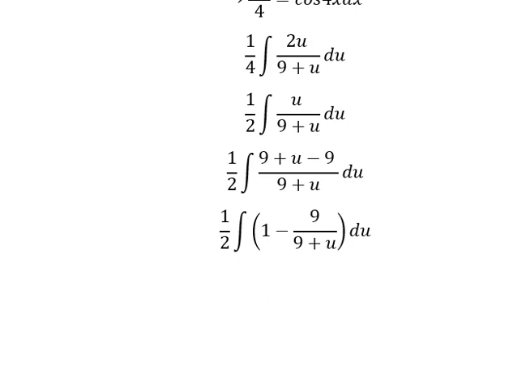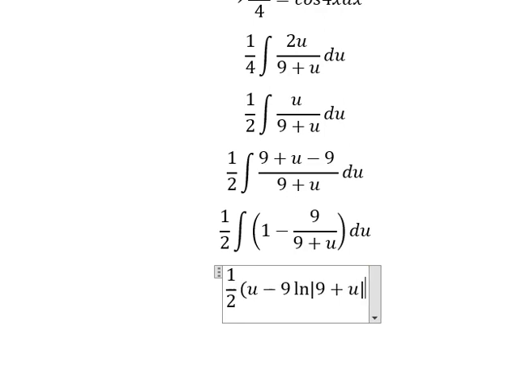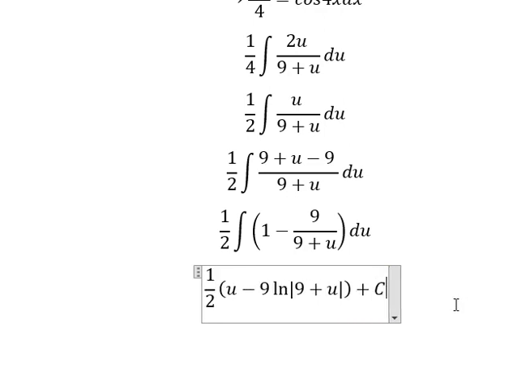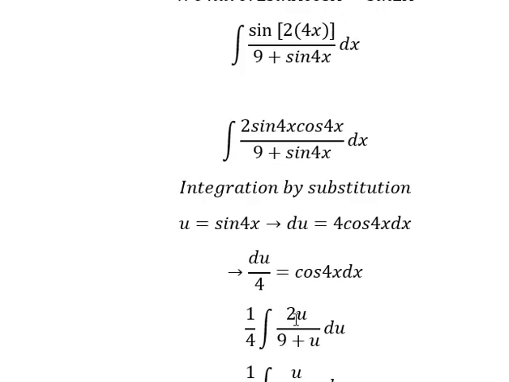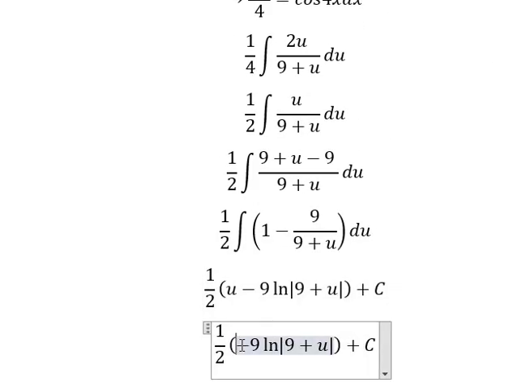The integration of number 1, you get u. The integration of this one, we have negative number 9 ln of the absolute value of 9 plus u. And we put c. Then u is this one.